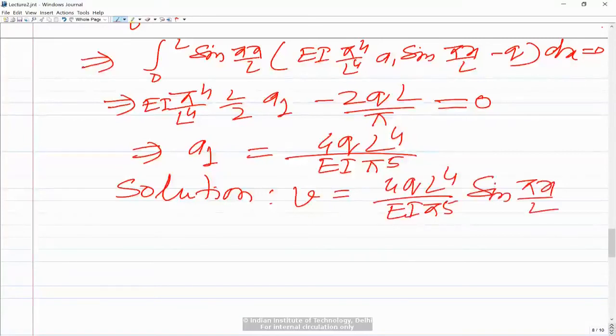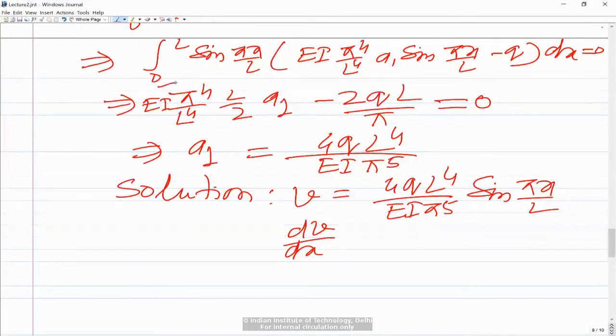Suppose now we are interested in calculating a slope at any point using this approximate solution. Obviously, this is not going to be the exact solution. Now, if you substitute this in the differential equation, you will find that the residual is not going to be zero everywhere, but its weighted integral is zero.